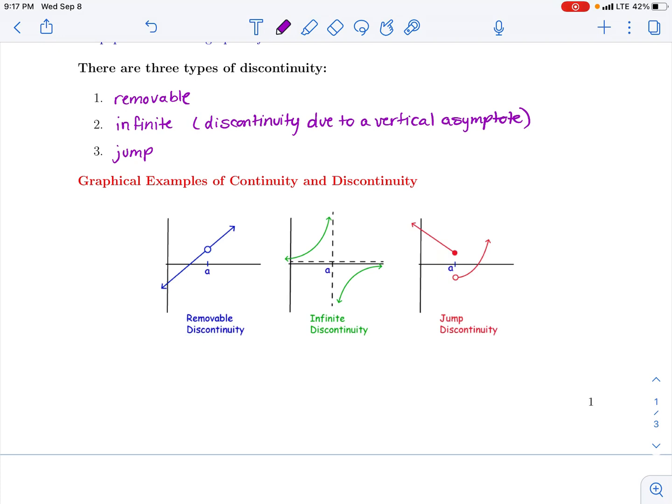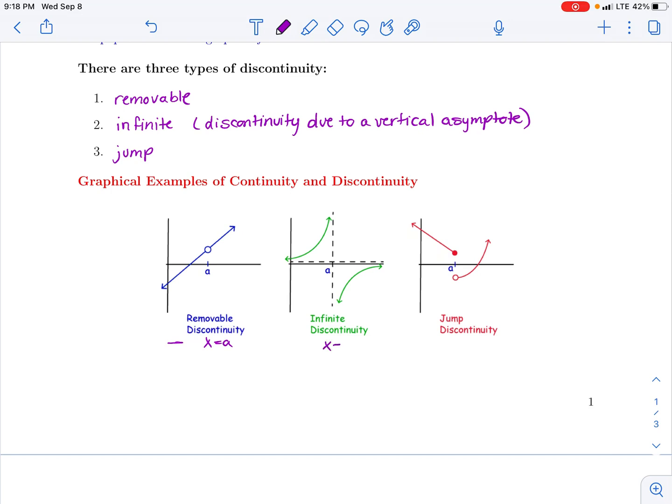So in this first example here, looking at this graph, you can see that at x equals a, there's what we call removable discontinuity, right? Because again, like I was describing earlier, you can see that it looks like at x equals a, there was just one point removed from the graph. And if I were to put that point back in, then the function would definitely be continuous.